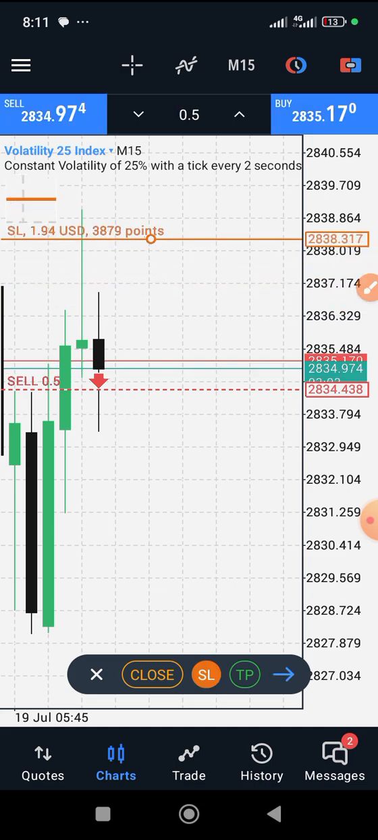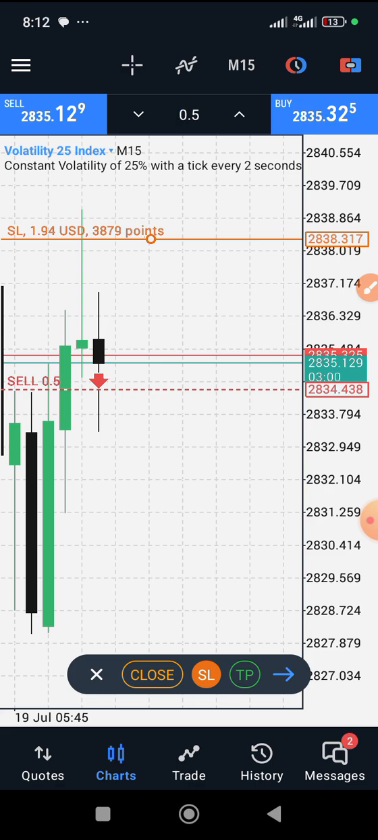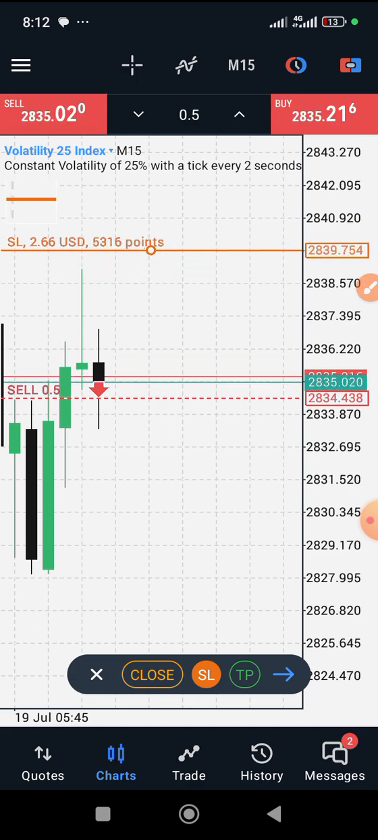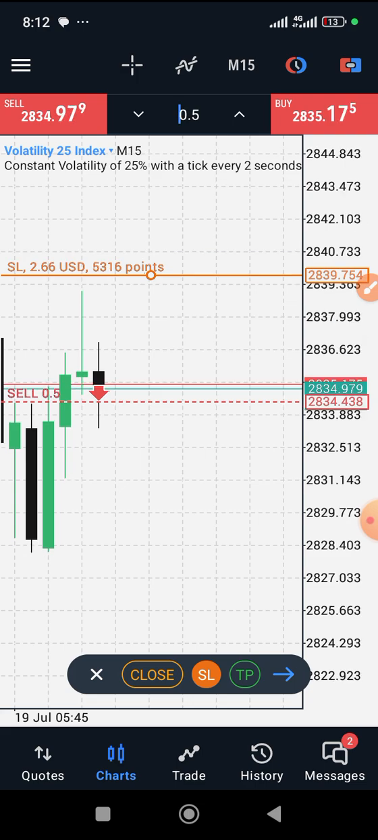Then set how much you want to risk in this particular trade. So we are using 0.5 lot size. For this 0.5 lot size, how much are we willing to risk? So I can put my stop loss above this place and then click on TP.